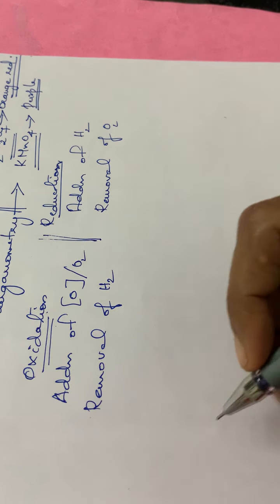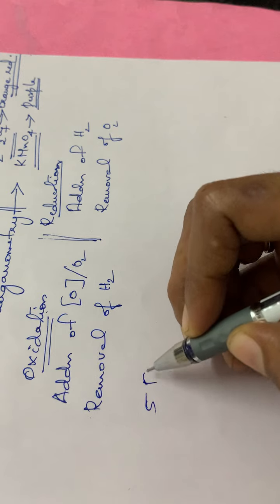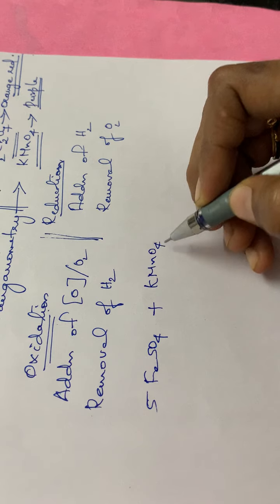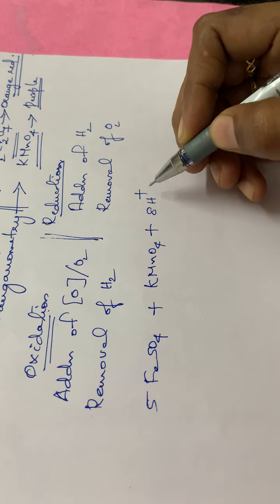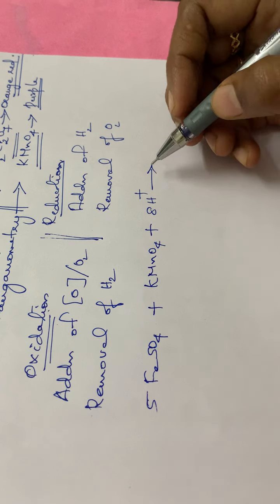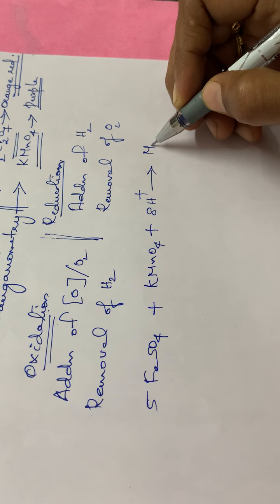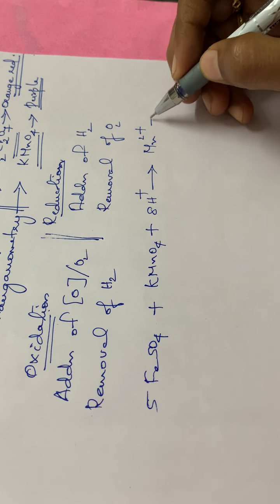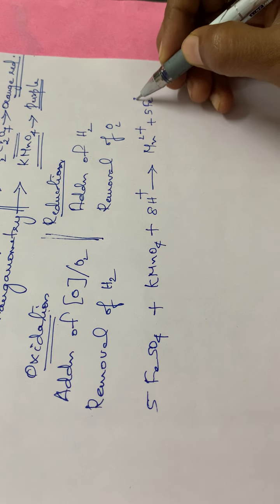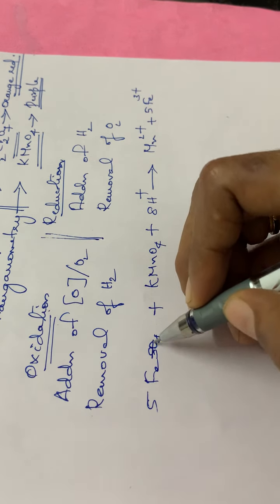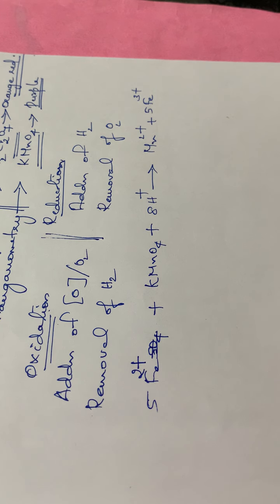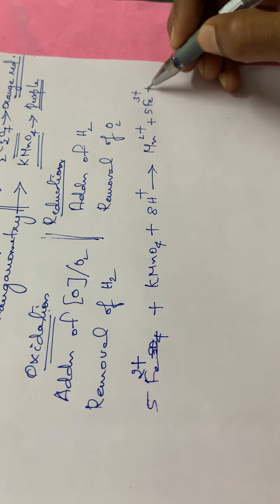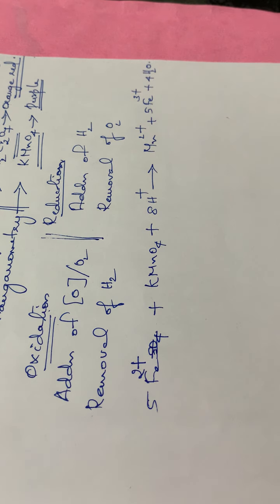Say for example, I am writing one equation: 5FeSO4 plus KMnO4 plus 8H plus, that is sulfuric acid, or 4H2SO4, giving Mn2 plus. Instead of FeSO4, I am writing it as 5Fe2 plus, giving 5Fe3 plus plus 4H2O. This is one of the redox reactions.